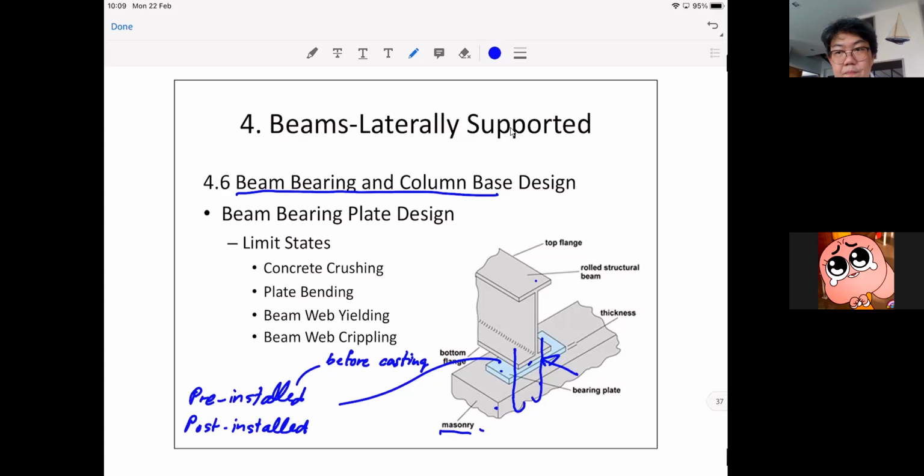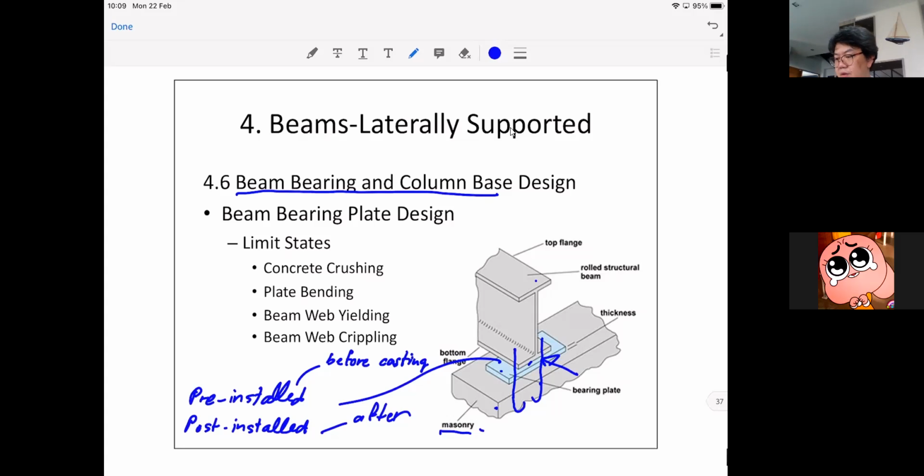But it's difficult. And most of the time that cannot be done. So it has to be installed after the casting. So what does this mean? It means that if you cast the concrete and you think, I need a bolt here, you have to drill the holes, and you need to use the anchor bolts, and you need to have some kind of a bonding between the anchors and the concrete.